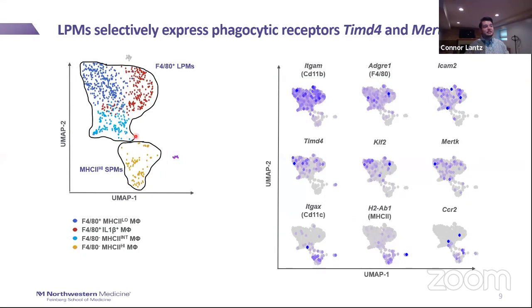What was interesting is when I looked at specific phagocytic receptors such as TIMD4 and MERTK, and also a transcription factor that's important for the upregulation of efferocytic machinery, KLF2, I see an enrichment in specifically this F4/80 positive, MHC2 low large peritoneal macrophage cluster, suggesting that these macrophages may be more primed for efferocytosis compared to the other populations.